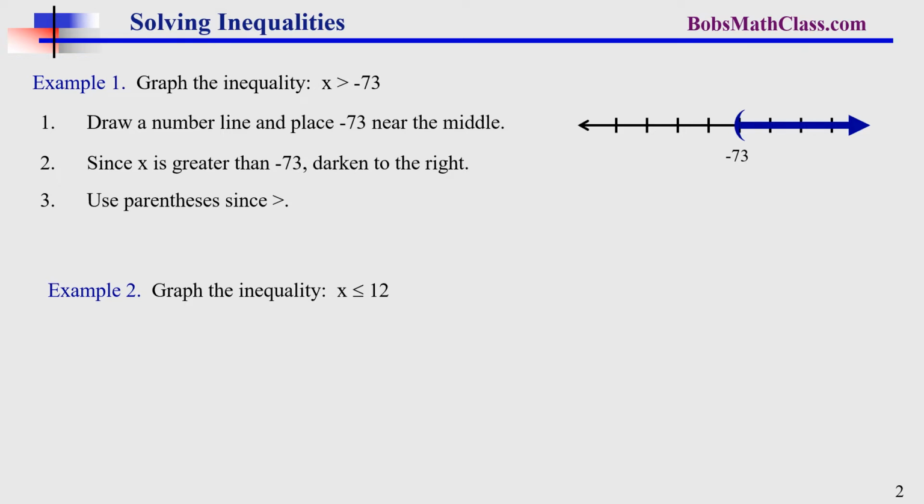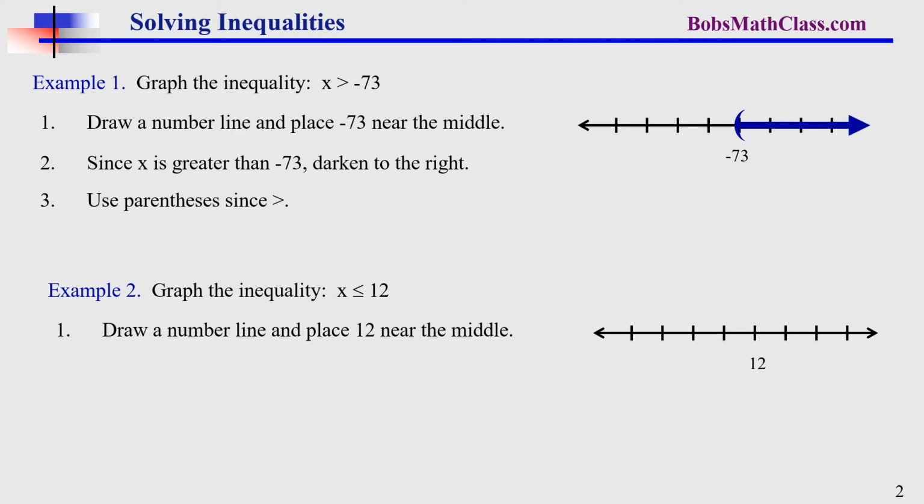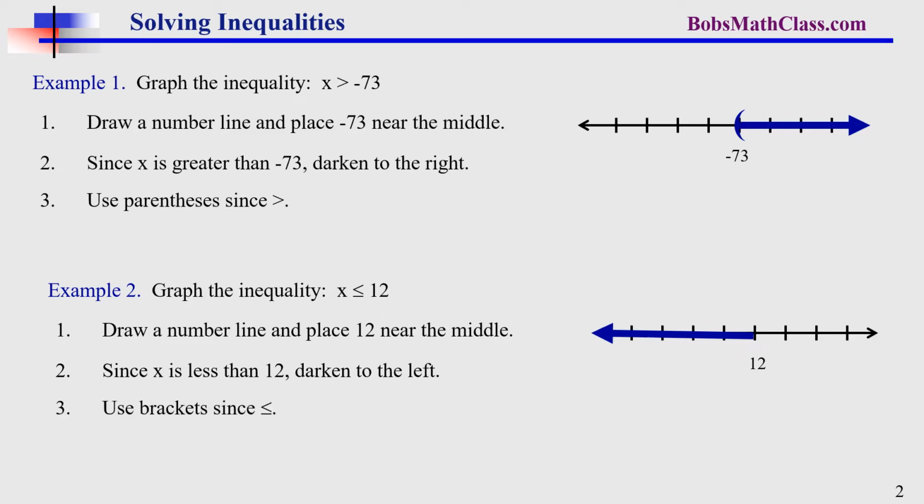And that's it. Okay, so the next one, x is less than or equal to 12. So again, put 12 near the middle. And which way are we going to shade? To the left or the right? Right, to the left. And then parentheses or brackets. Since it has the equals, we're going to use brackets. And so notice that the brackets go in the direction that it's being shaded.